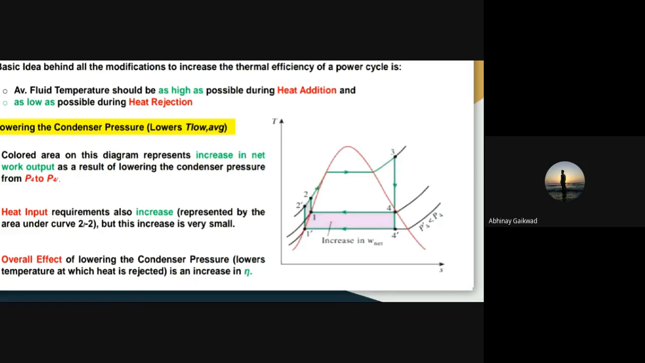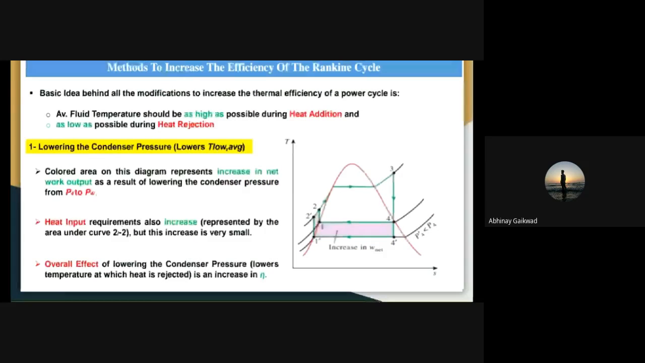Have you got it or not? Say yes or no. The area under the TS diagram is what? Our work output, correct? That is the W net. So if we increase the area, automatically W net will increase, and W net increasing means what? Thermal efficiency increases. Okay, that's simple.